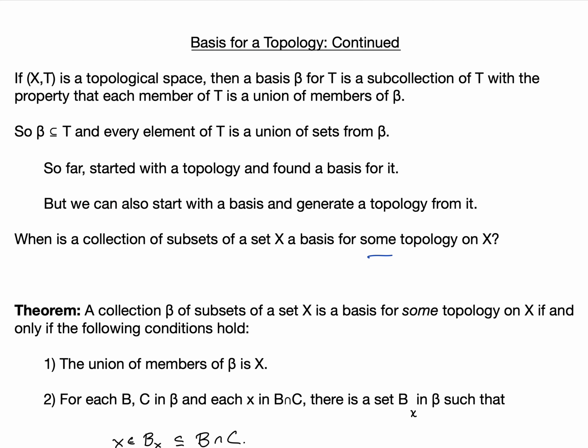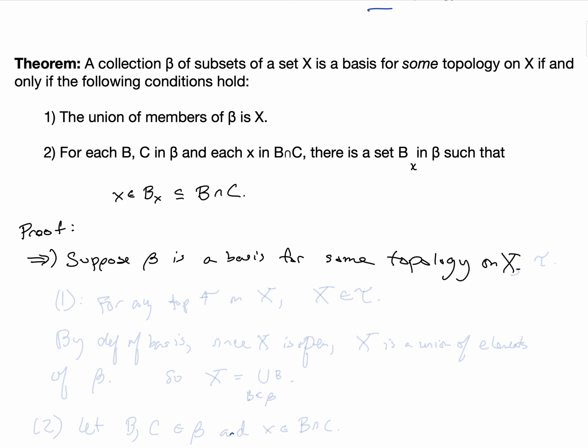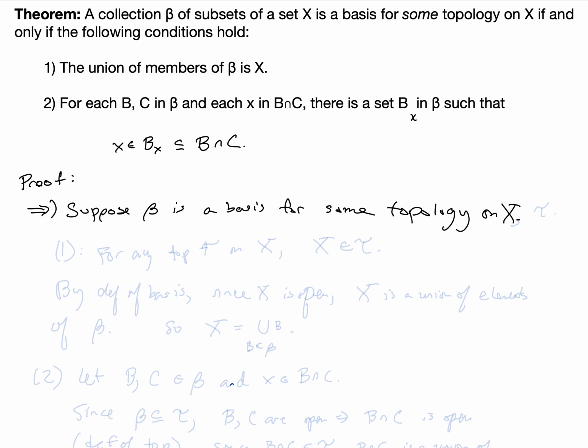Our theorem says that a collection beta of subsets of a set X is a basis for some topology on X if and only if the following two conditions hold. 1, the union of members of beta is the entire set X, and 2, for each set B and C in beta and each x in the intersection of B and C, there is a set B_x in beta such that x is in B_x, and that is a subset of the intersection of B and C. So let's prove this.